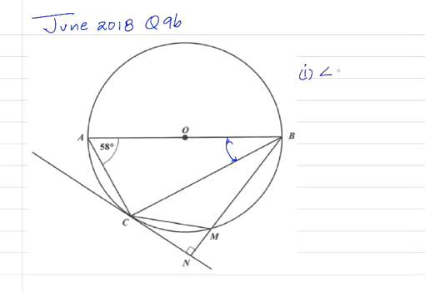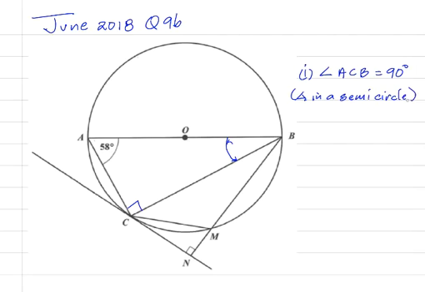angle ACB is equal to 90 degrees. It's an angle in a semicircle. So this angle here is equal to 90 degrees. And as I said earlier, it's an angle in a semicircle.